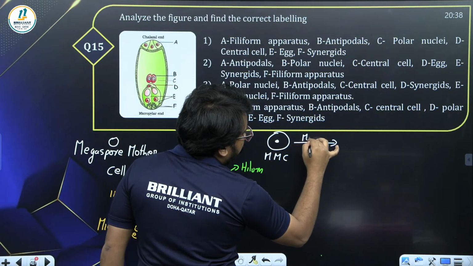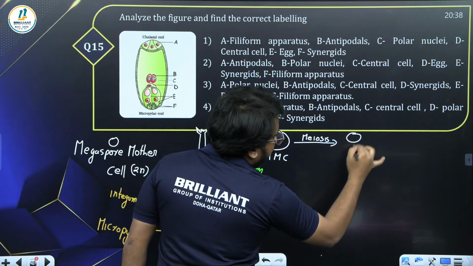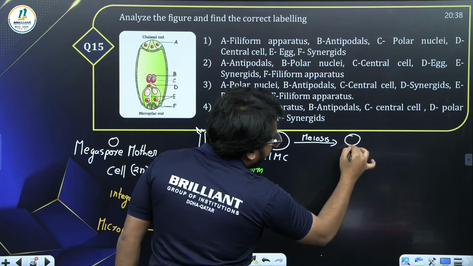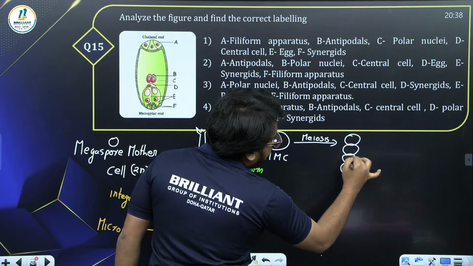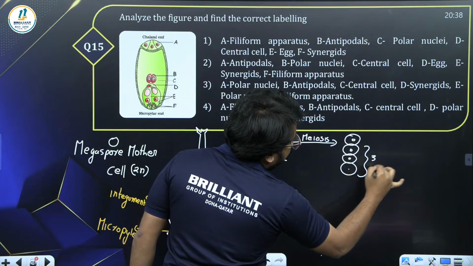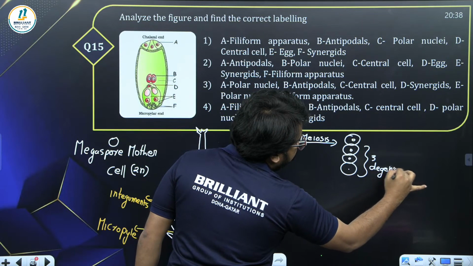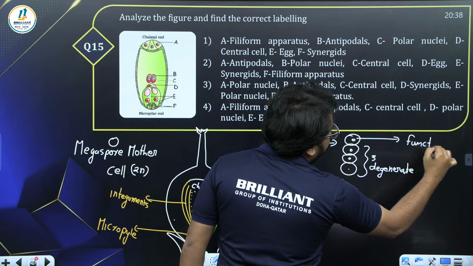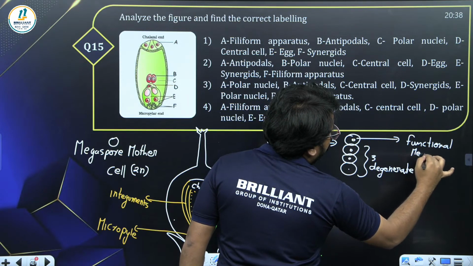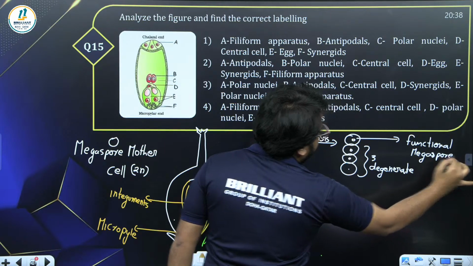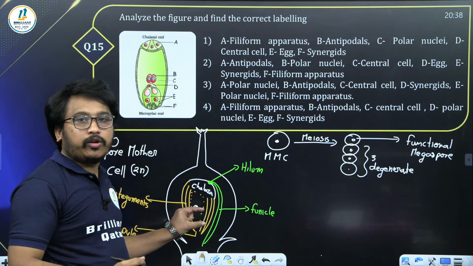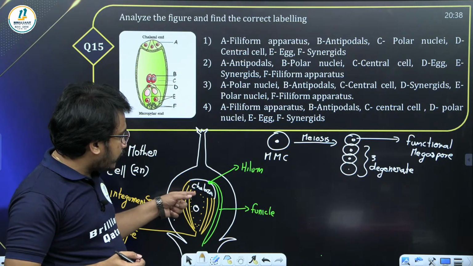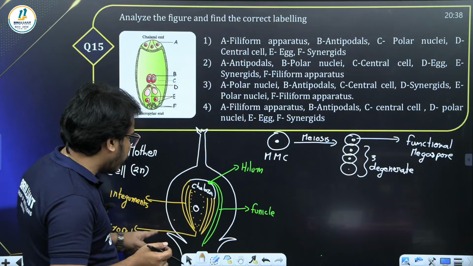They will undergo meiosis, and this meiosis will result in the formation of 4 megaspores. Of the 4 megaspores, 3 will degenerate. One will become the functional megaspore. And remember, this functional megaspore is located towards the chalaza, away from the micropylar end. That is what you should understand.